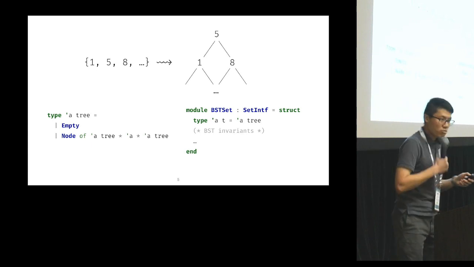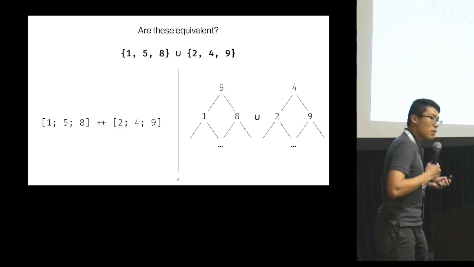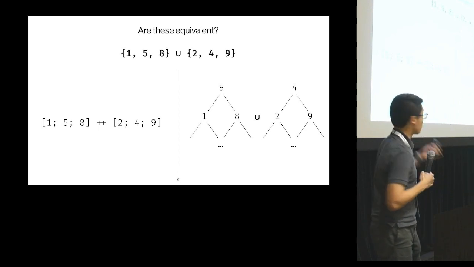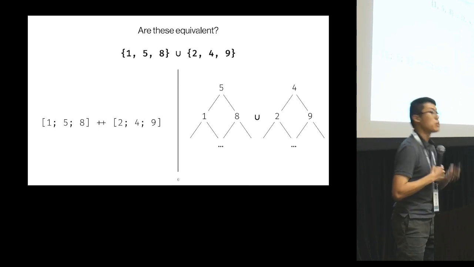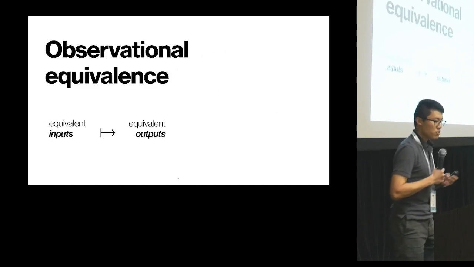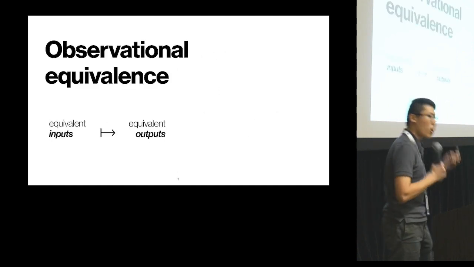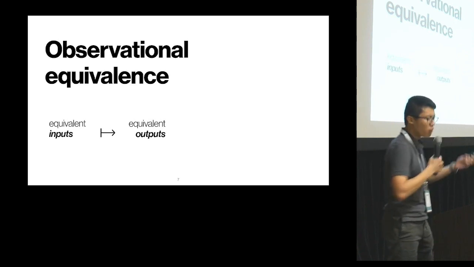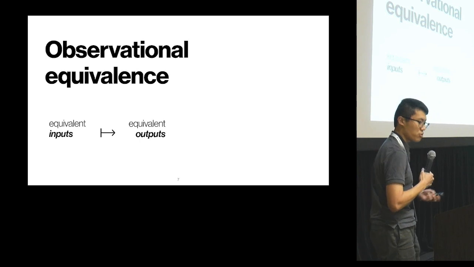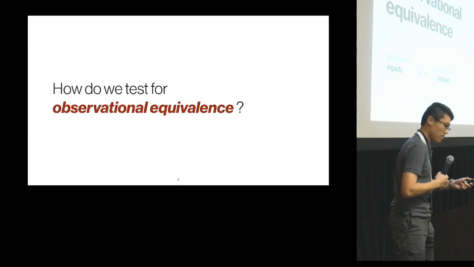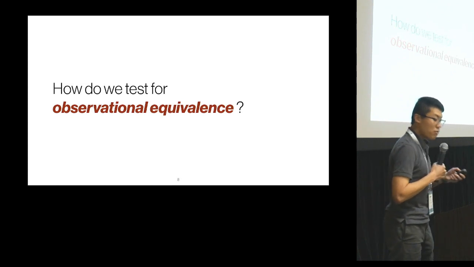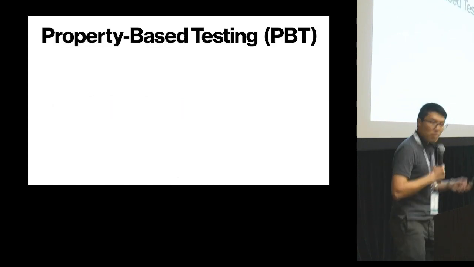Now, a natural question arises. Are my two implementations equivalent? Morally, does my union operation on lists behave equivalently to my union operation on BSTs? Specifically, the notion of equivalence we care about is observational equivalence, which informally says given equivalent inputs, do the functions in my two modules produce equivalent outputs? But how do we test for observational equivalence? Well, one way of doing so is by using property-based testing.